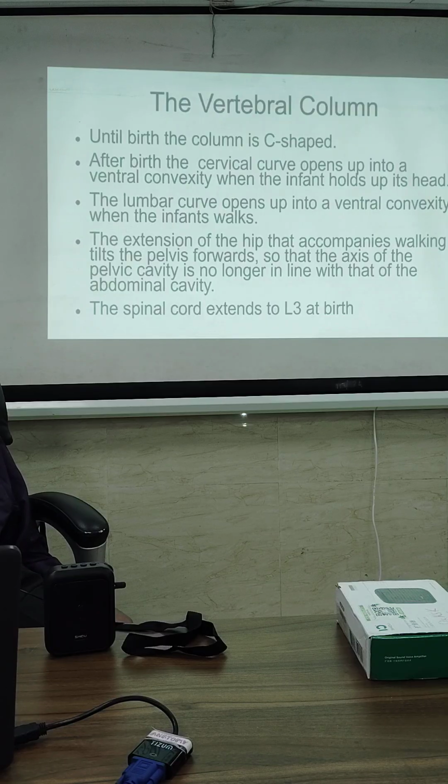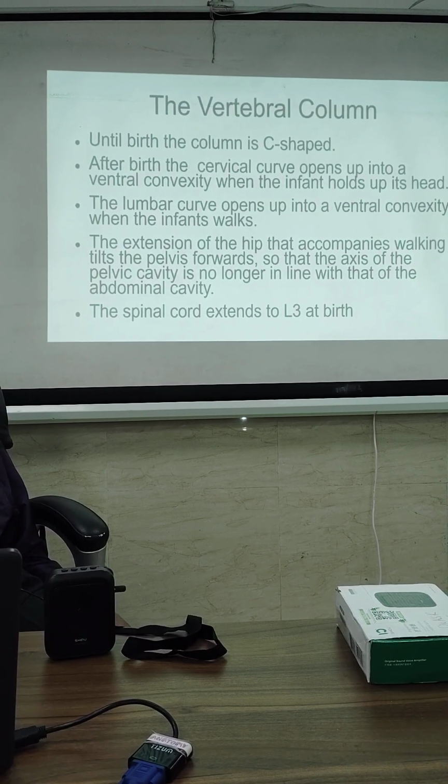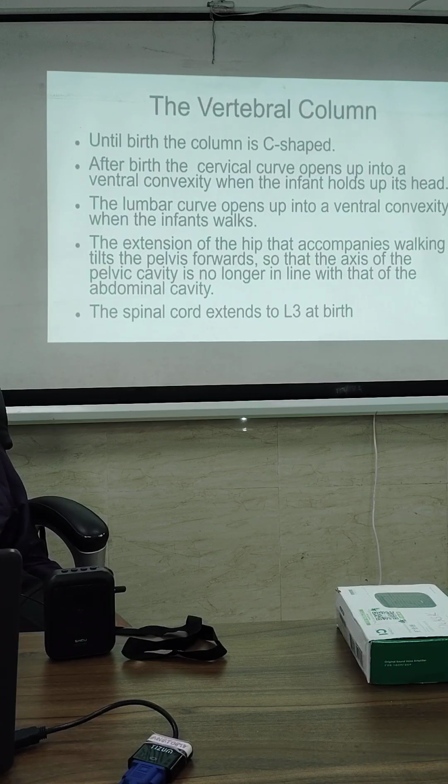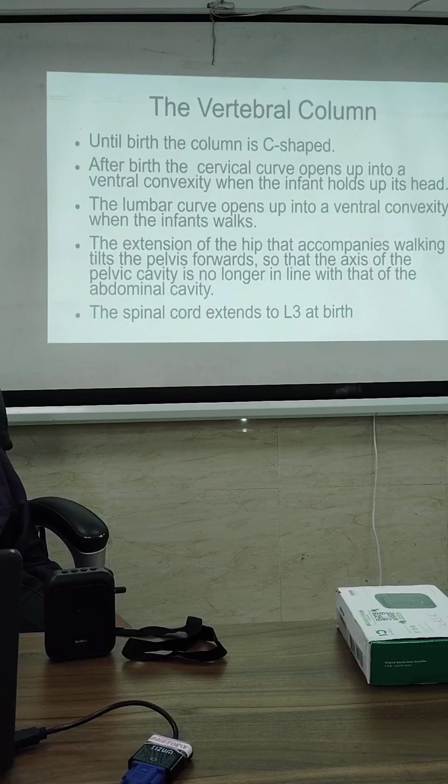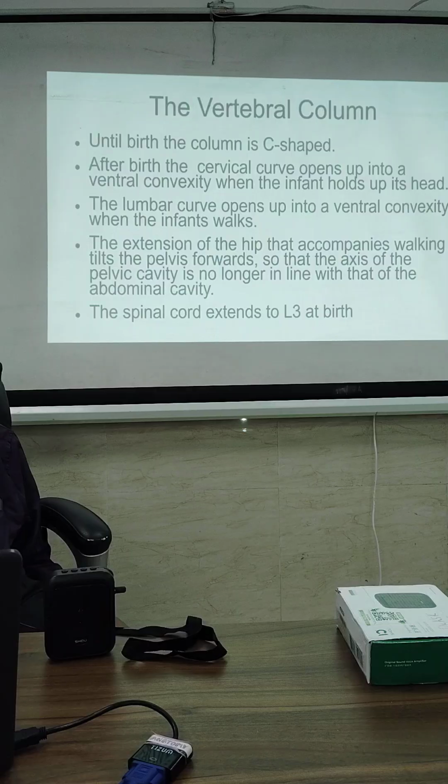The extension of the hip then accompanies walking, tilts the pelvis further forward, so the axis of the pelvic cavity is no longer in line with that of the abdominal cavity. The pelvis is a basin, but the anatomical position is not like a basin. It's bent forward by around 60 to 70 degrees, and the lumbar vertebra is vertical. There's a sharp lumbar curve which occurs between L4, L5 and L5, S1. The spinal cord extends up to L3 at birth. It reaches the adult position of the lower border of L1 by around 7 years of age. Next.